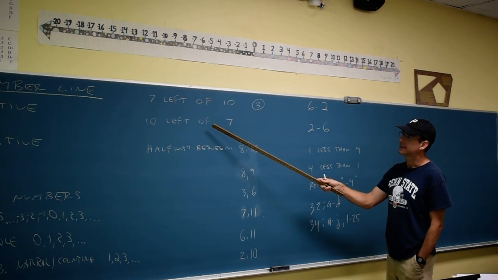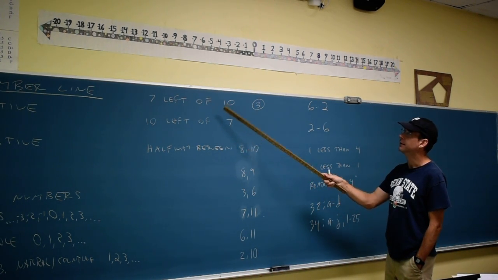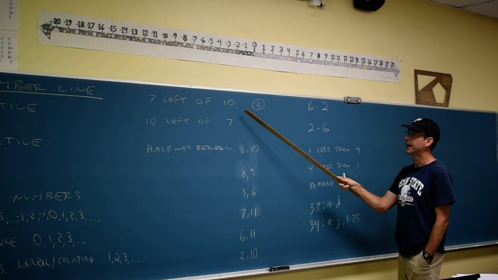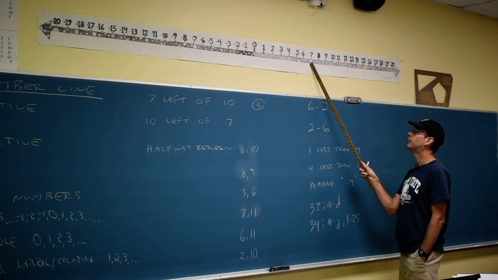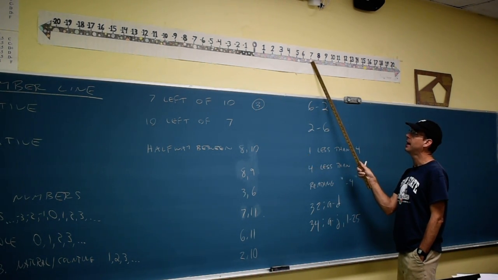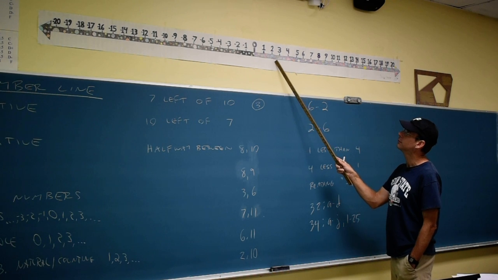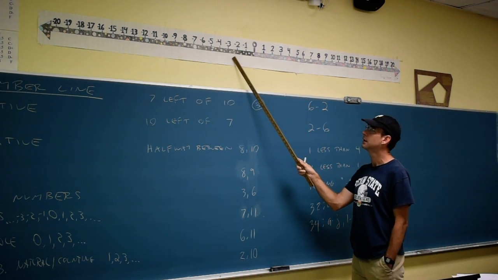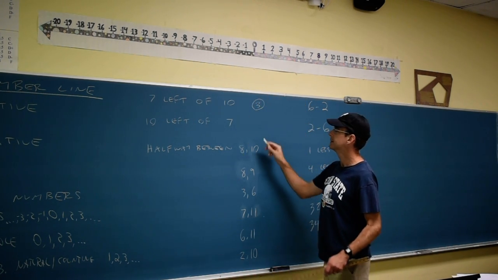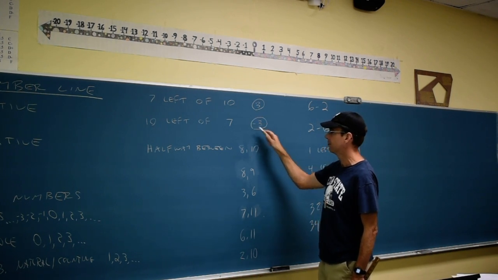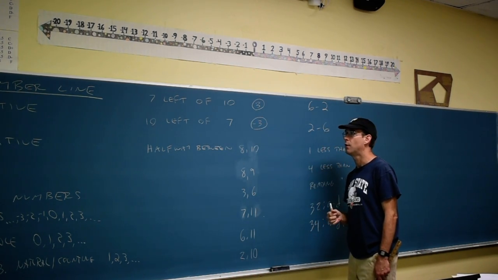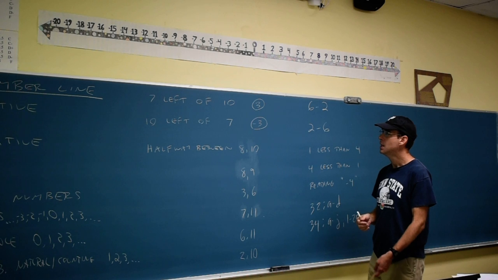If I switch the sentence up and go 10 left of 7, instead of starting at 10, you'd have to start at 7. And if you try to move 10 to the left, you'd land on -3. Same result, just negative, because the 10 outweighed the 7 that time.